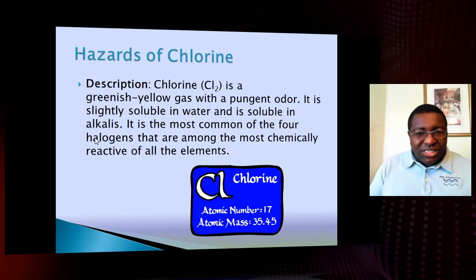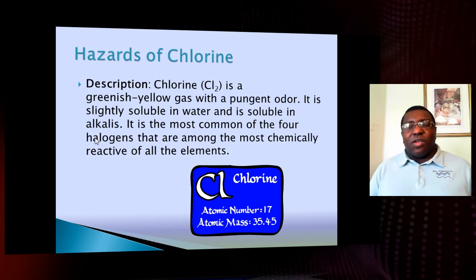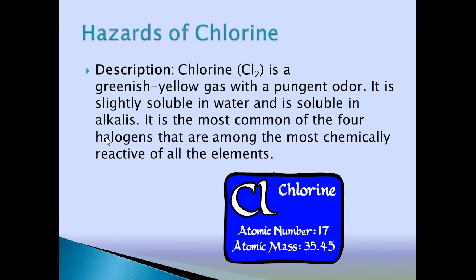Let's talk a little bit about your hazards. Chlorine hazards: its atomic number is 17, it's a yellowish-green gas with a big pungent odor, so if you smell it, you know it. And in industrial settings, it's a lot more than the smell of bleach. It's soluble in water. That's why everybody uses it for disinfection so well, because it's water soluble. And it's the most common of the four halogens, which are among the most chemically reactive of all the elements.